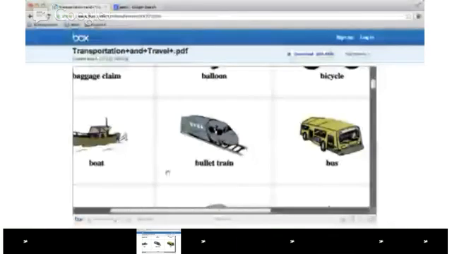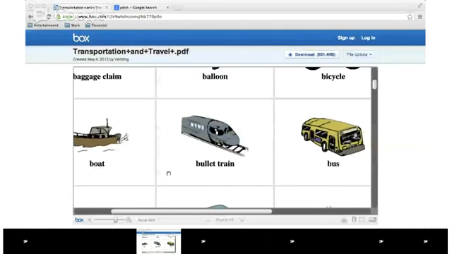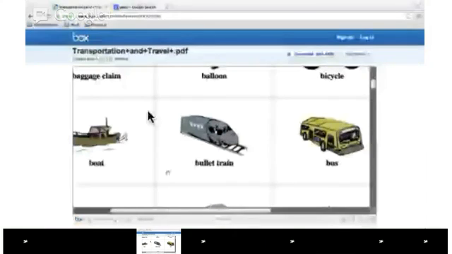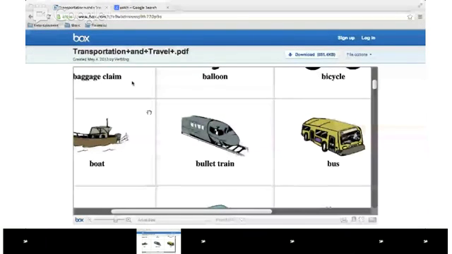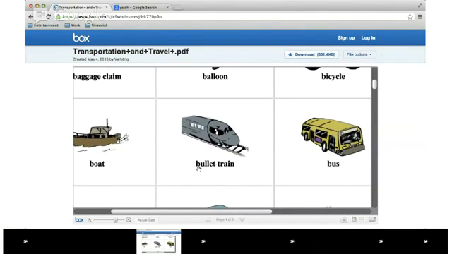Bullet train. Good, a bullet train. Now, have you ridden on a bullet train before? Not really. Now, why do you think they call this a bullet train? What would be the difference between a bullet train and a regular train?